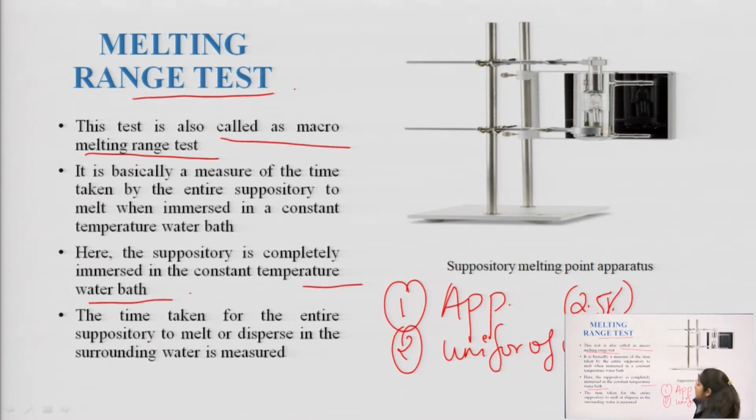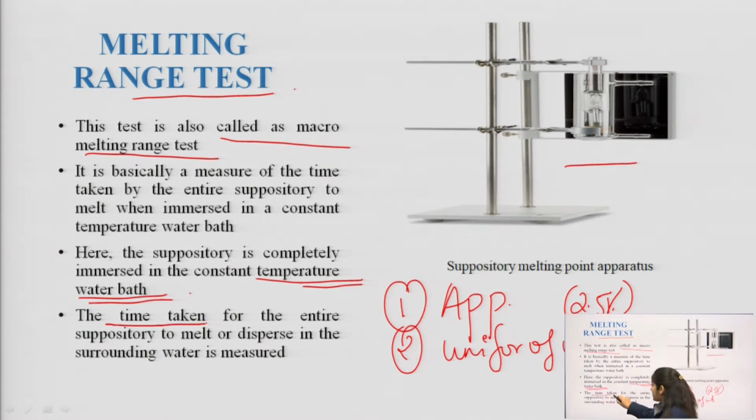As we can see in this diagram, we have an apparatus which consists of a water bath. The most vital thing to note here is that the temperature of the water bath must be maintained somewhere around 35 to 37.5 degrees Celsius, because 37.5 degrees Celsius is the ideal temperature of the human body, which provides an environment for the melting of the suppositories. So, in this apparatus we ensure that there is a constant temperature water bath.